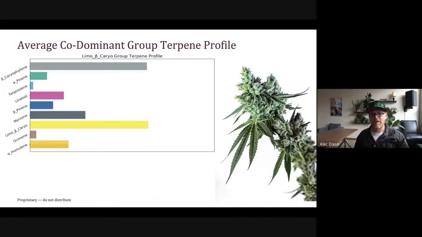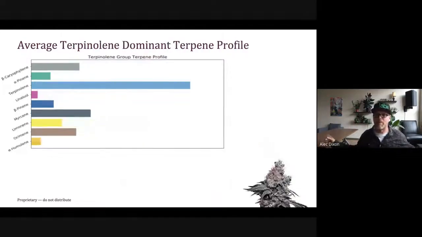Our next group is the limonene beta-caryophyllene, somewhat co-dominant group. This represents to us one of the greatest examples of a hybrid class. Because on one side of the spectrum you have myrcene sedation, and on the other side you have terpinolene, which is stimulation and cerebral uplifting. And those classes are defined by one primary terpene, pretty much.